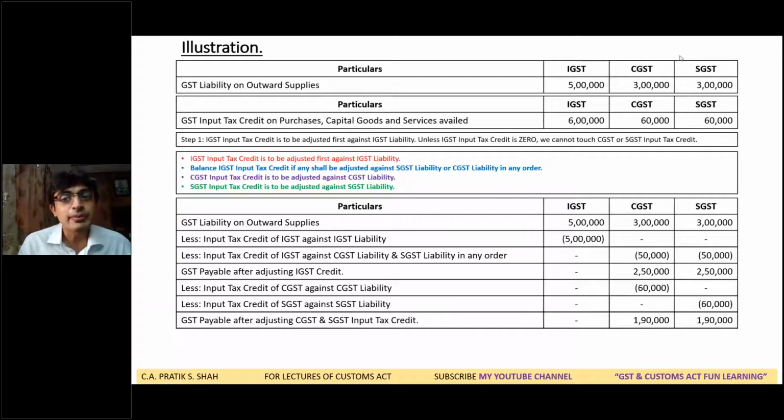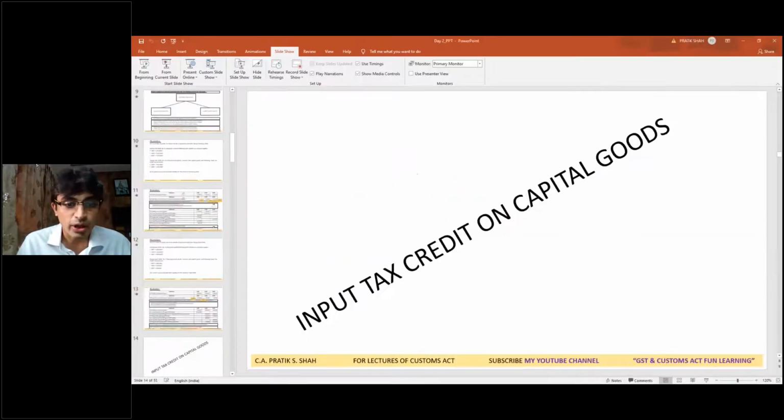Okay, so this is the point which I wanted to explain. This is how you need to do the sum. First, always IGST ITC should become 0. This is a rule by government. It's compulsory. You need to follow this only. Understood? Chalo. Now comes next point.